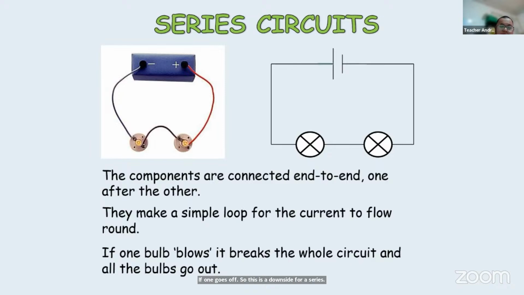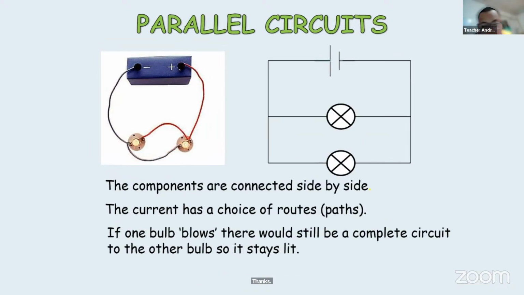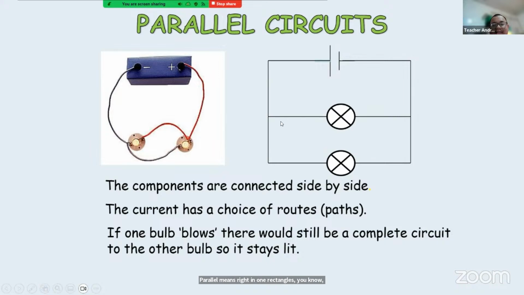Next up, parallel. Parallel means, right, in one rectangle in your diagram, there's a line cutting across in the middle. Like for this case, I have one rectangle with one line cutting in the middle, components connected side by side. All right. So these components are connected side by side. The current has a choice of route or path. So if one light bulb blows, there will still be a complete circuit for the other bulb to stay lit.